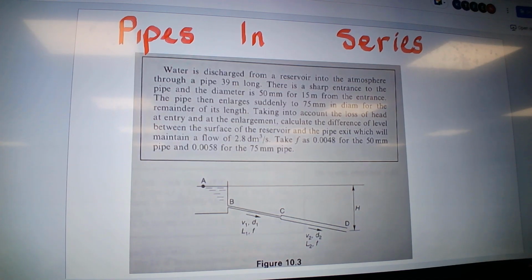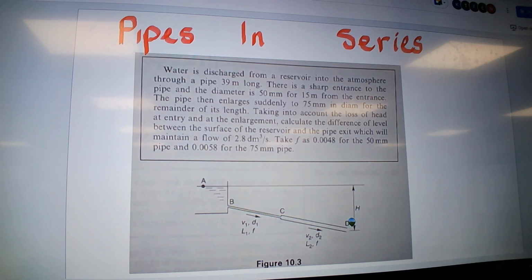Okay, let's have a look at if we got pipes in series. Here you can see there is a pipe from B to C, and then another pipe from C to D. They both have different diameters. Water is discharged from a reservoir, which is here at atmospheric pressure, through a pipe 36 meters long. There is a sharp entrance here, and the diameter is 50 millimeter. The total length of the pipe is 39 meters all the way from point B to D.